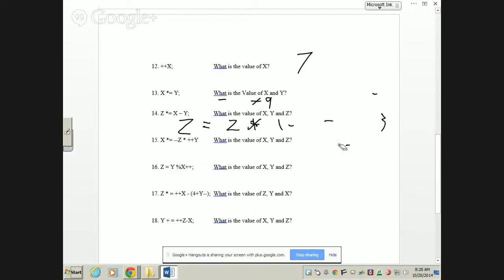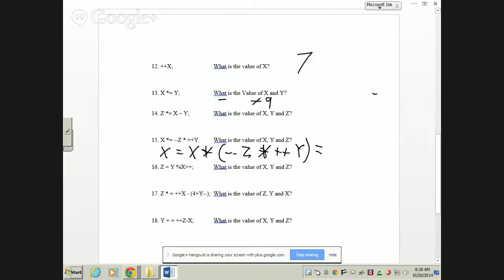Number 15. We have x times equals minus minus z times plus plus y, and those are prefix operators. So we have x equals itself times minus minus z times plus plus y. We'll plug in the values.